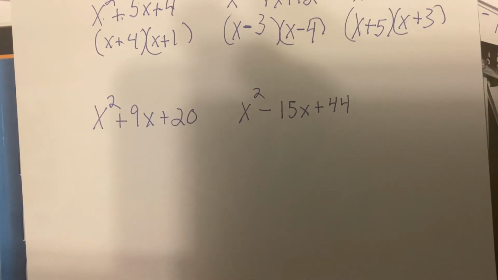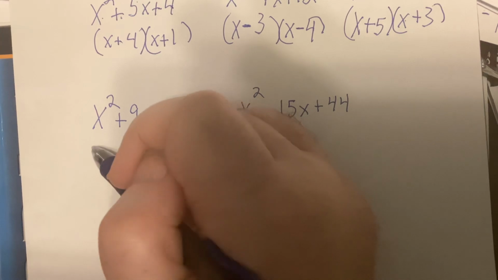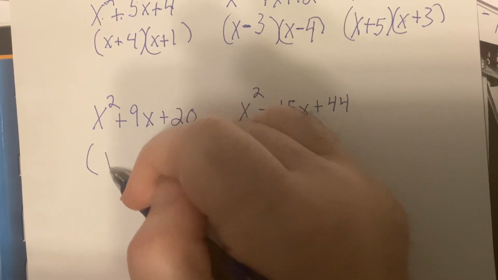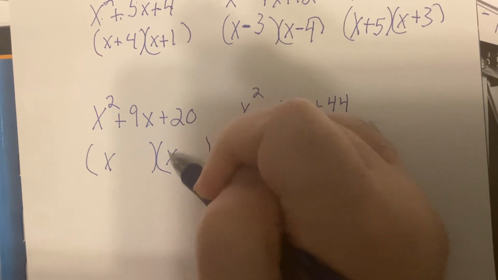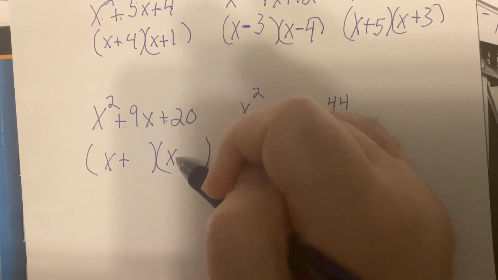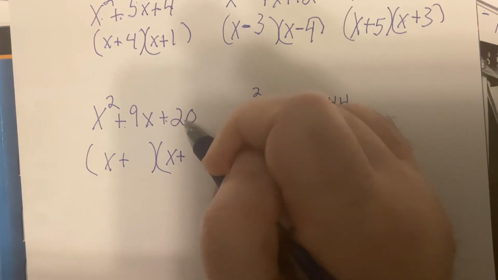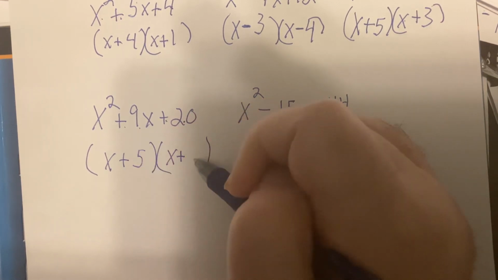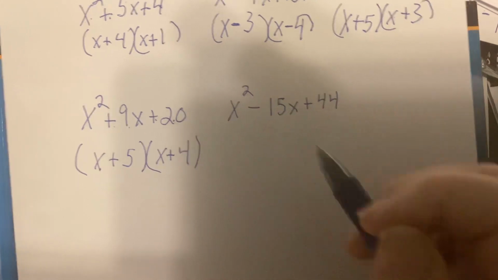Just try 2. Okay. So x squared is x and x. Last term's plus, so both sides are the same as the middle. What do you multiply to get 20, but you add to get 9? That'd be 5 and 4.